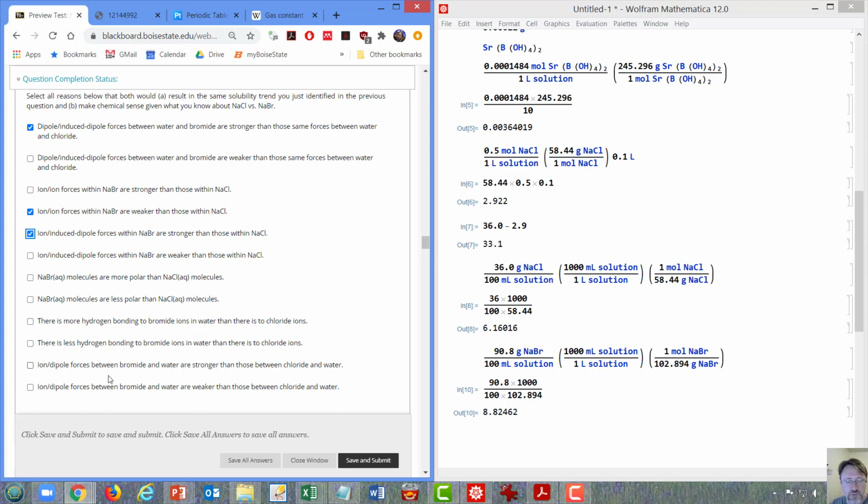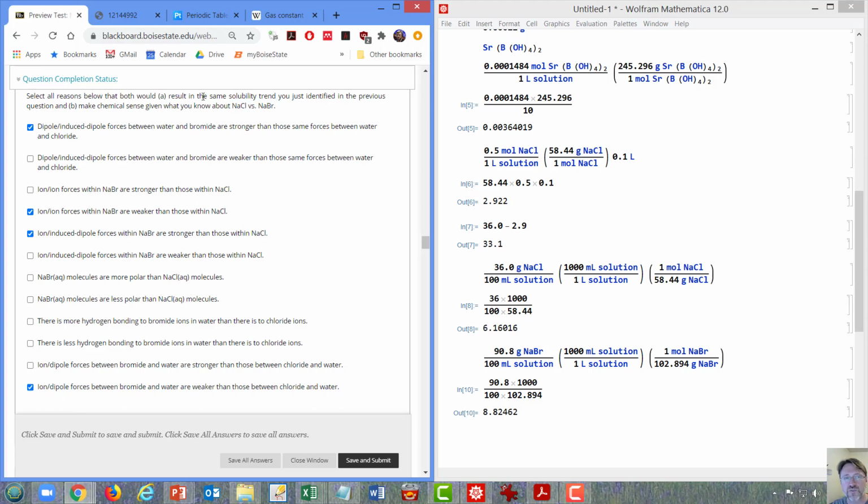Ion-dipole forces between bromide and water compared to chloride and water. The bromide ion has the charge more spread out over a larger volume because bromide's larger than chloride. So that way the water and the chloride can get closer together, and as a result you end up having a stronger ion-dipole force for chloride and water. So we have now listed all of the ones that make chemical sense given this.